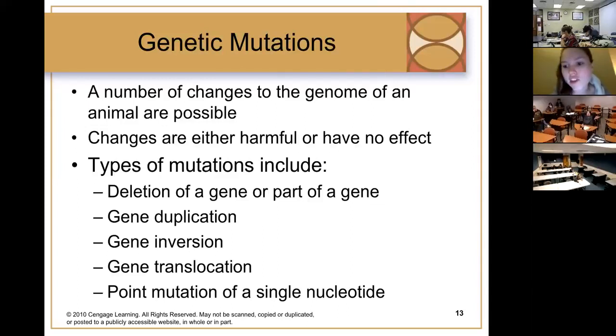Gene duplication: you could have a gene that is duplicated twice, and that could cause effects. Gene inversion: if you have one gene on top of another, they might be inverted, and the order might be switched. Gene translocation: a gene could be moved to another location on a chromosome, and it may not be in the same order anymore, so that would really affect it. And then you could have a point mutation of just a single nucleotide. One nucleotide in that DNA structure that is mutated, that's not correct, will really impact how that gene is going to be transcribed and how that trait is going to be expressed.